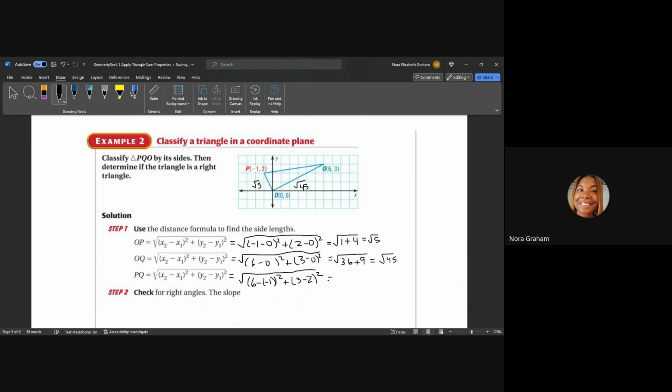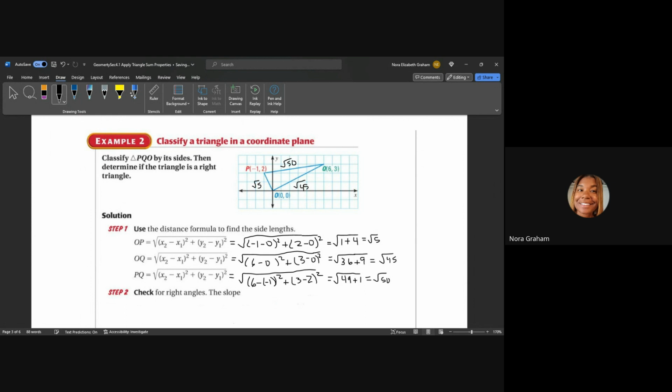Simplifying this down, a negative times a negative is going to become positive. So I have 6 plus 1. That's going to be 7. 7 squared is 49. So I have 49. And then plus 3 minus 2 is 1. 1 squared is just 1. So this is going to equal square root of 50. Now I notice that none of my sides match. All of them are different. So this means that this triangle is going to be scalene.